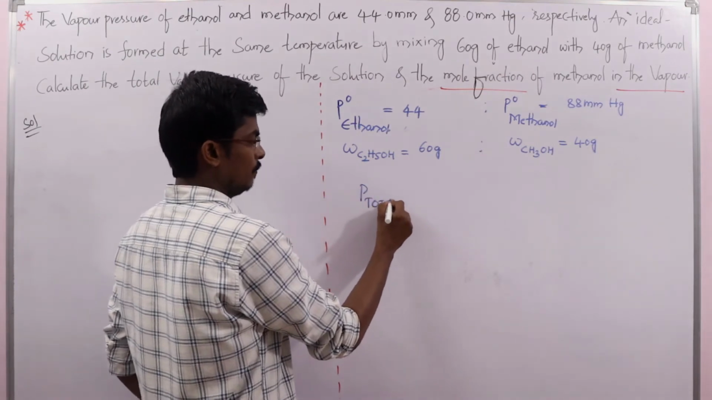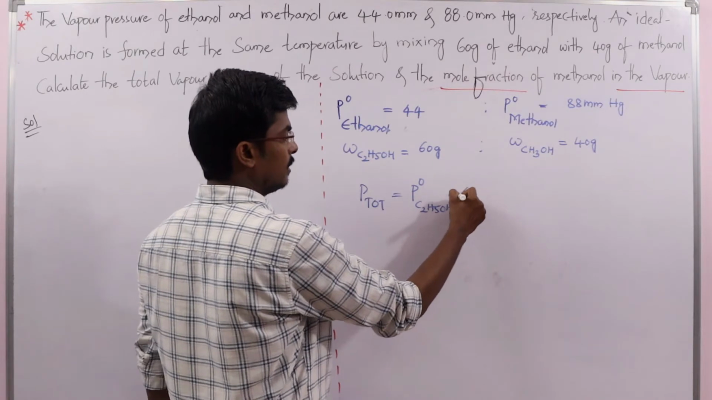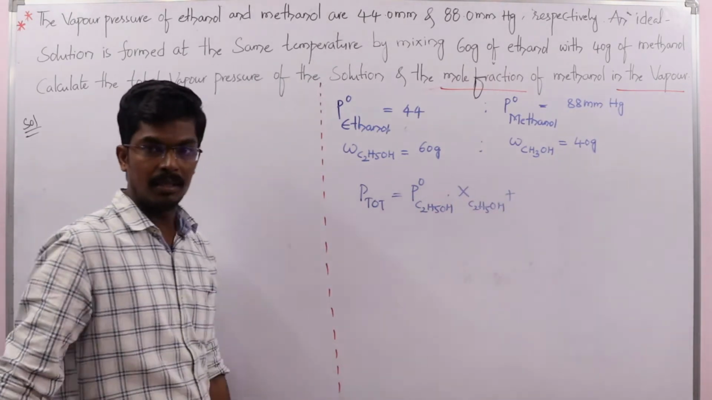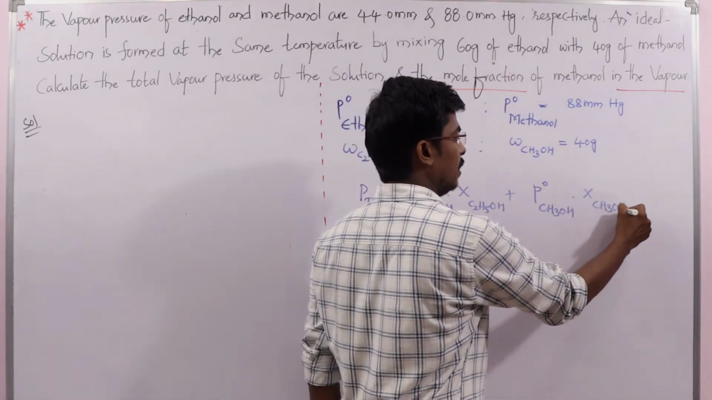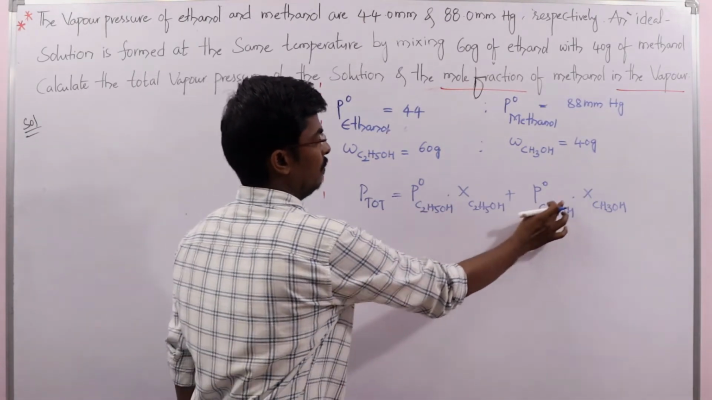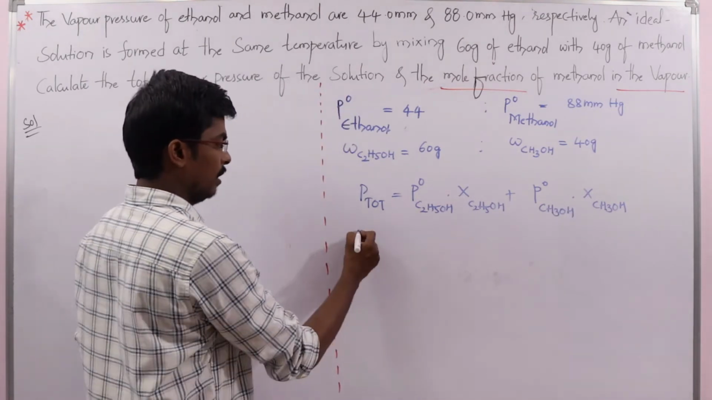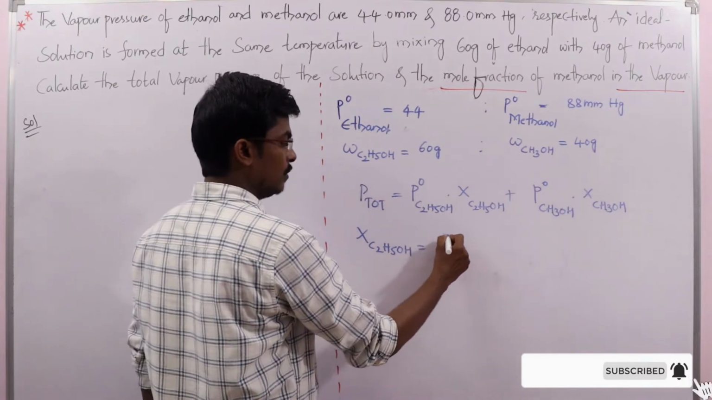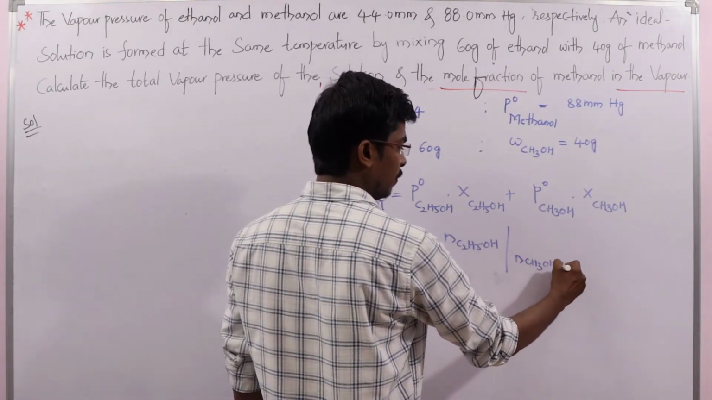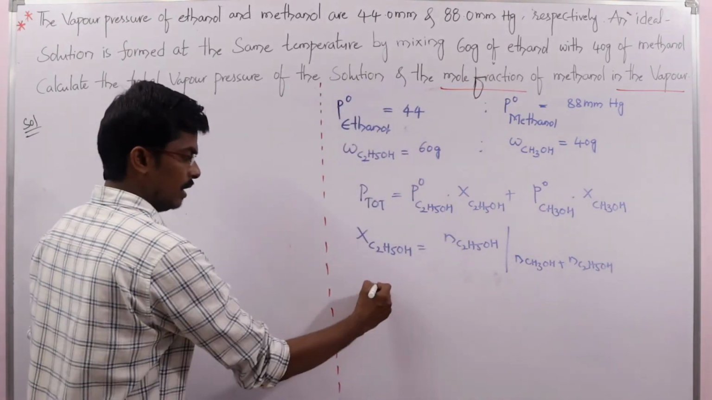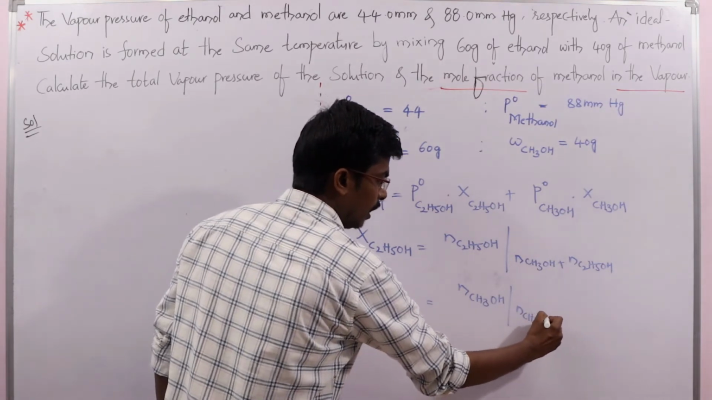I am asked to calculate the total vapor pressure. So P total is equal to, you know already, P0A XA. I am taking P0 ethanol X C2H5OH plus P0 CH3OH X CH3OH. Here we have the vapor pressure of pure ethanol and of pure methanol, but I do not have the mole fraction of ethanol and methanol. First I am calculating the mole fraction of ethanol: X C2H5OH is equal to number of moles of C2H5OH by total number of moles, NCH3OH plus NC2H5OH, and XCH3OH is equal to NCH3OH, number of moles of methanol, by total number of moles.